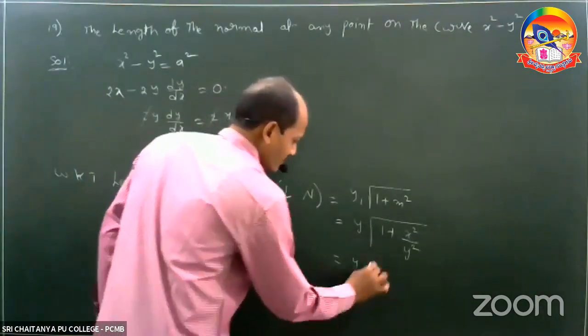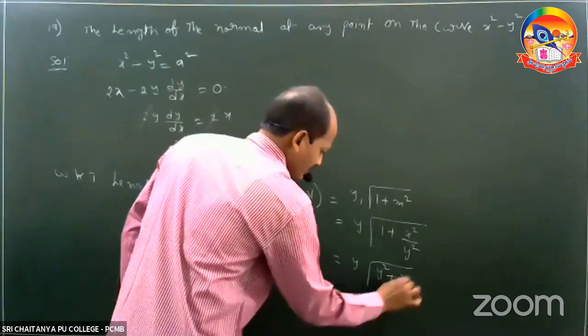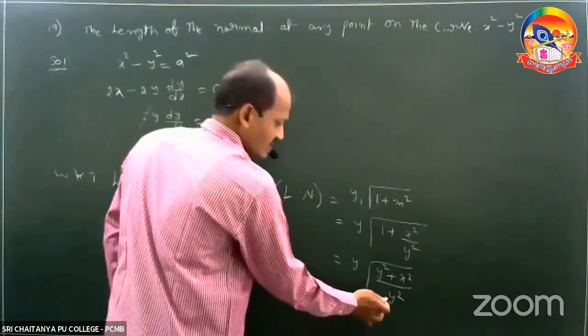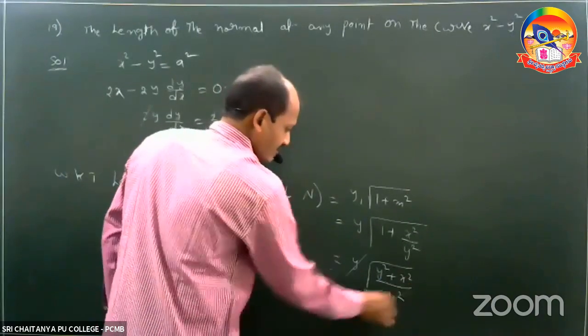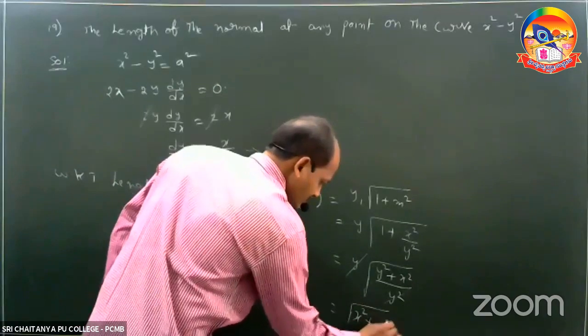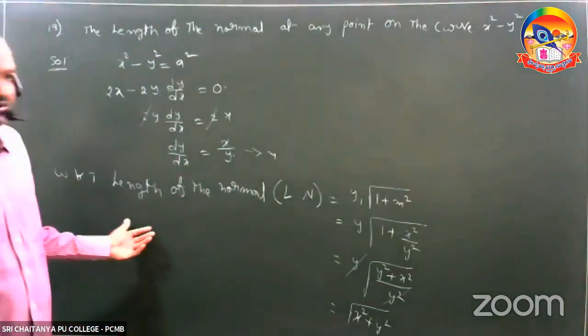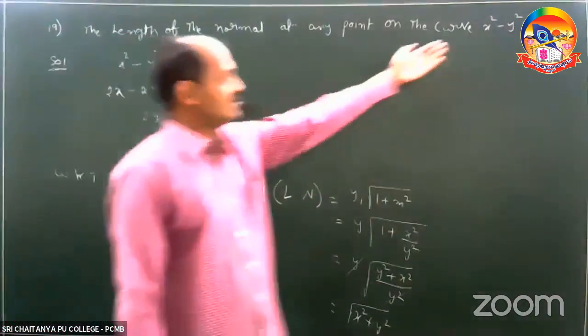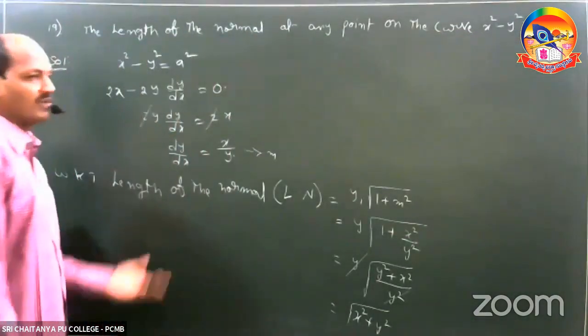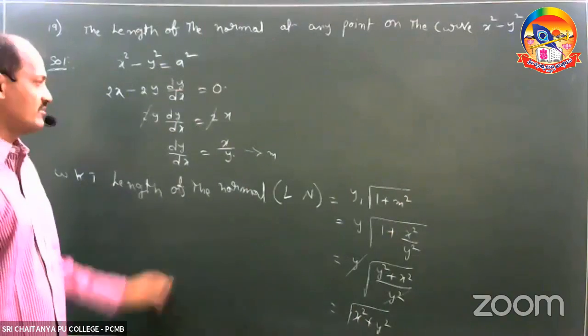So it is y root of y square plus x square divided by y square. Root y square means y, divided by y. Then we get root of x square plus y square. It is the length of the normal to the curve x square minus y square equal to a square at any point. Any point means consider x1, y1 or x comma y.